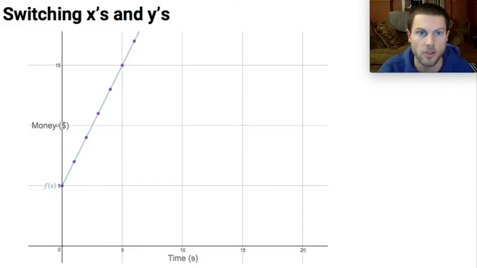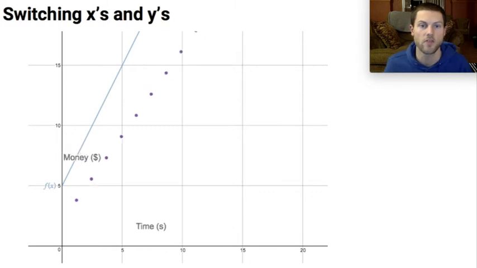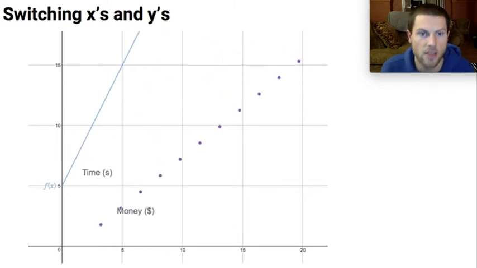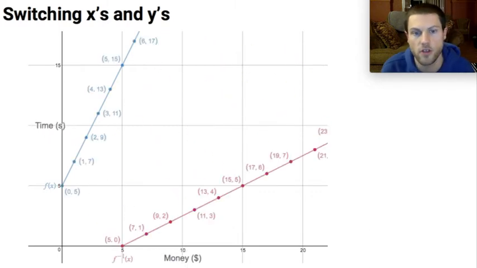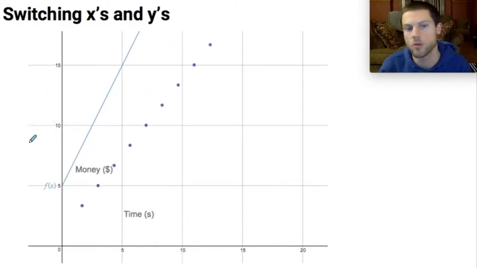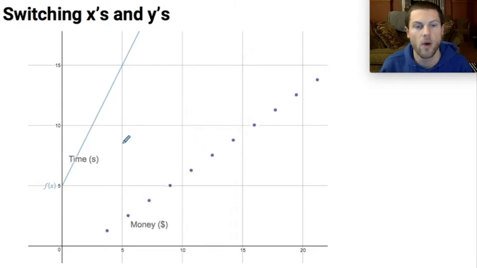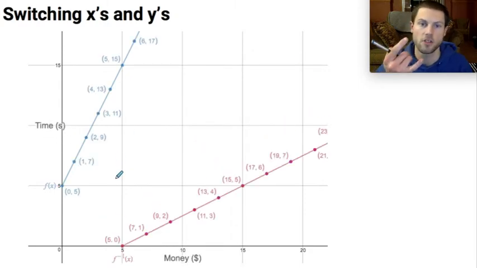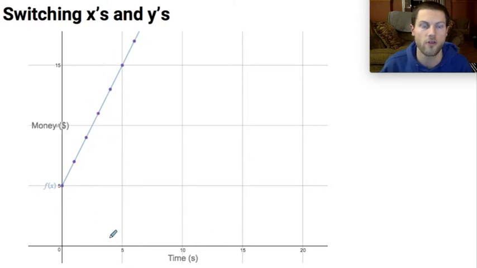Really, what inverses do is they switch all the x values with all the y values. Let's consider this function I have here, and you can see this in this animation that I've made. We're starting off with some xy graph where x is the time and y is the money, and it could represent all kinds of things. But if I wanted to change up my function so that now I'm not solving for money, but now I want to solve for time, I have to switch my x's and y's.